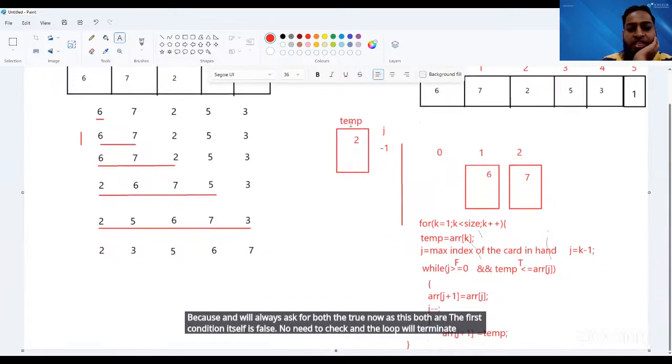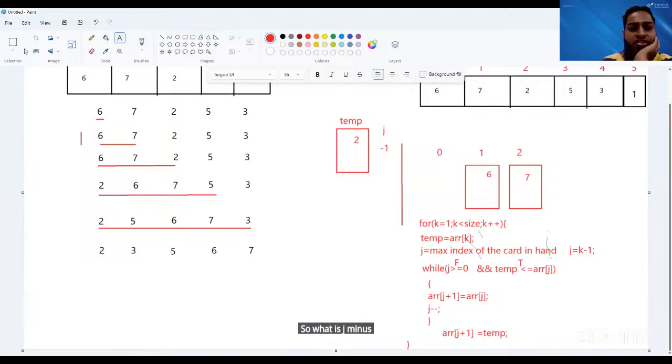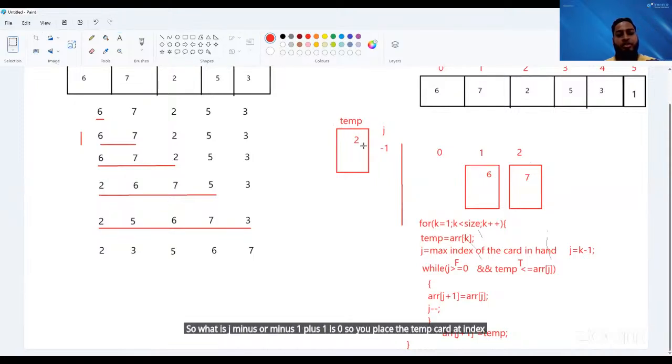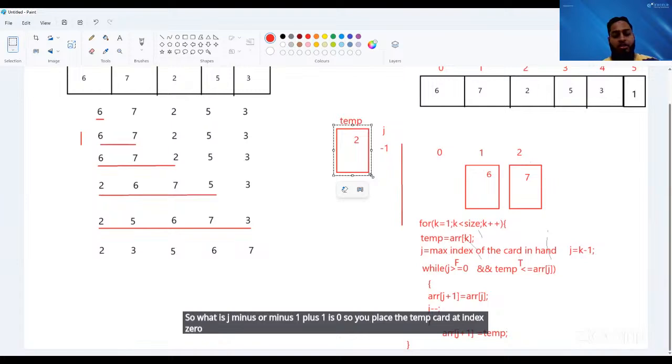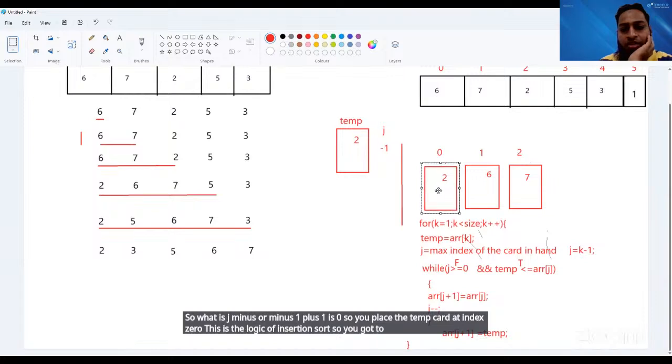And where to place the temp card? At J plus 1. So what is J? Minus 1. Minus 1 plus 1 is 0. So you'll place the temp card at index 0. This is the logic of insertion sort. So you got to increase your stamina of doing a bit complex programming logics.